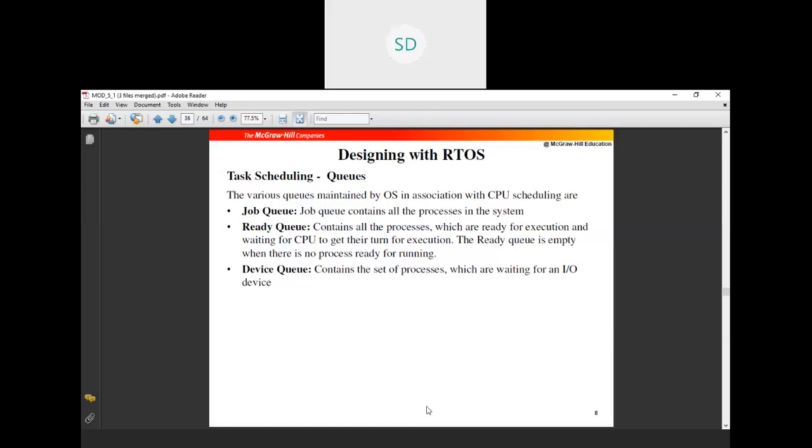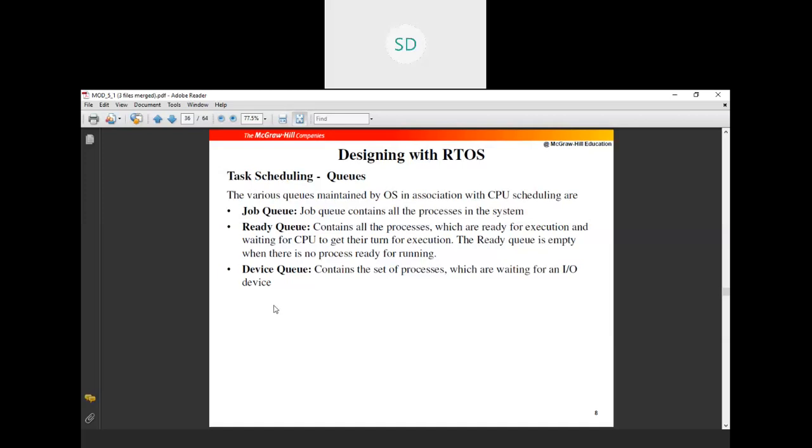Okay, next is device queue. Device queue in the sense it contains a set of processes which are waiting for the IO devices. Certain applications may require IO devices to complete their execution, and if the IO device is not available, then execution cannot proceed. In that case, such a process which is waiting for a particular IO device will be in the device queue. Okay, this is about the different types of queues in task scheduling.